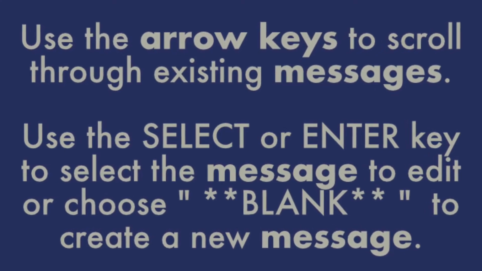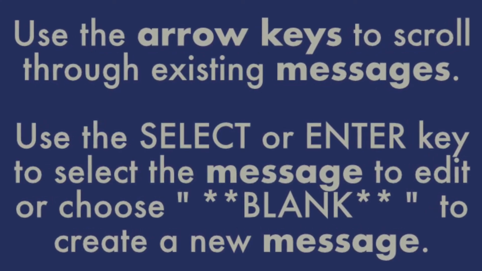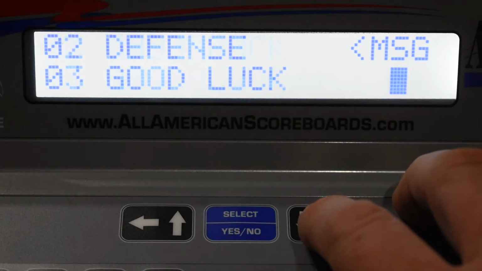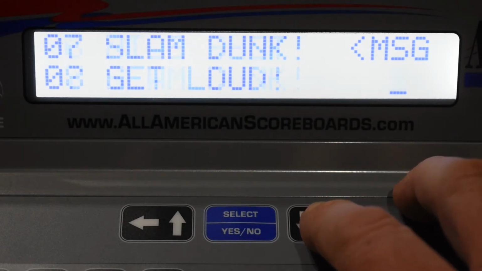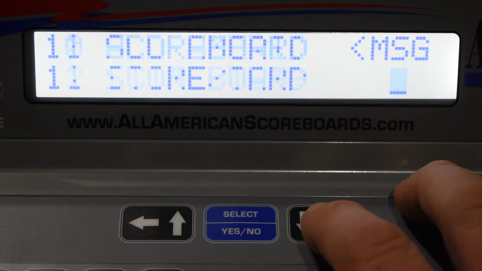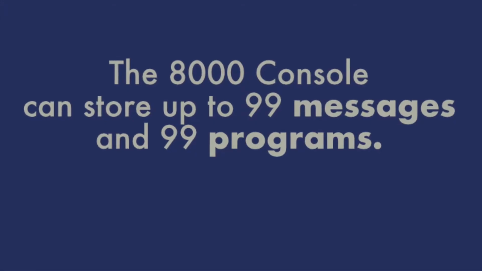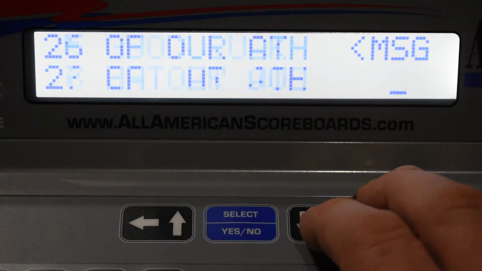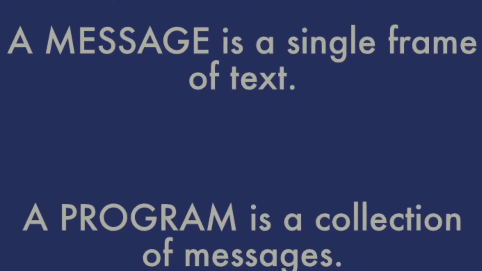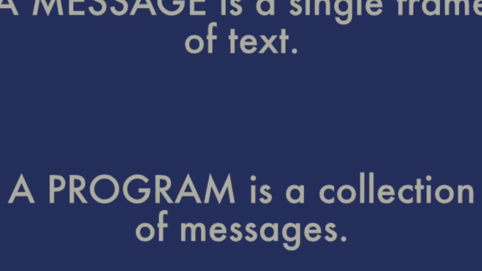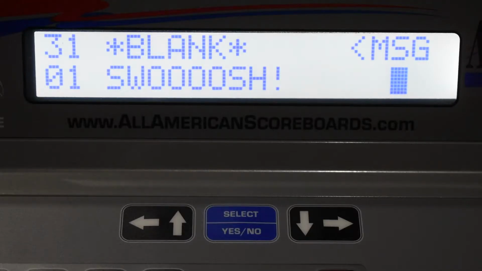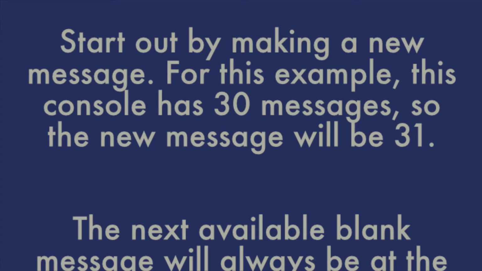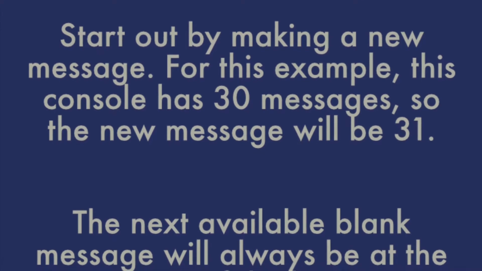And you want to use the arrow keys to scroll through the existing messages, and then press either select, right in the middle there, or enter to find the message that you want to edit. The 8000 console can store up to 99 messages and 99 programs. A message is defined as a single frame of text. A program is a collection of those messages. And we're going to start out by making a new message.